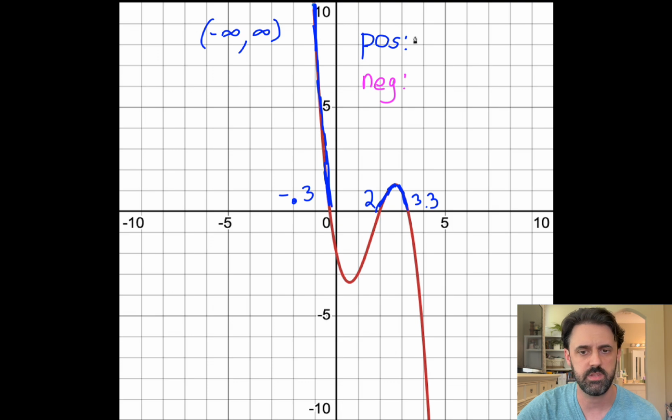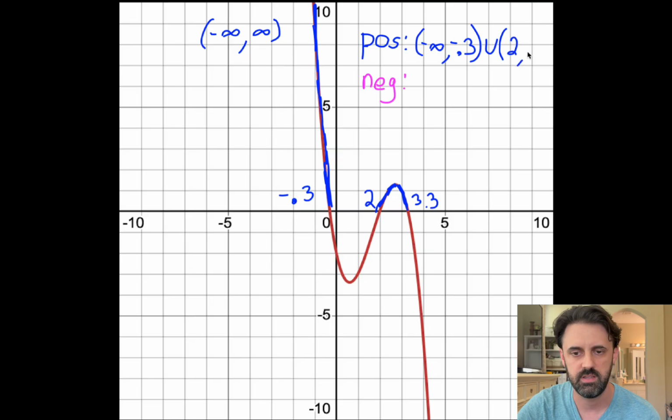All right, so to list the interval where this graph is positive, we're going to list the leftmost x of the first interval, which was that negative infinity, followed by the rightmost x of that interval, which was negative 0.3. For the second interval, we're going to put a union symbol here to show that there's two intervals. Then the second interval started at x equals 2, and it stopped at x equals about 3.3. So those would be our two intervals where the function's positive.